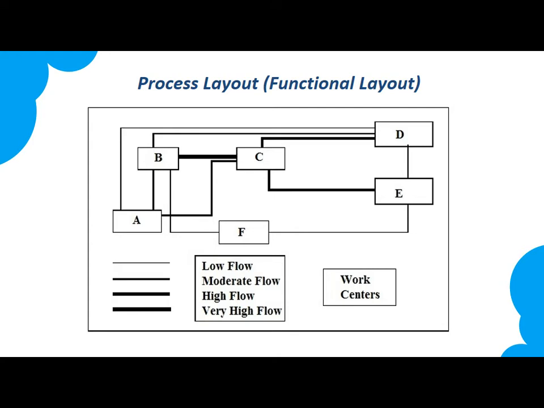The small line indicates low flow, according to the thickness, and the thick line indicates very high flow between the machineries and workstations. So this is the example of process layout where the workstations are stationary and the product performing operations will flow from one center to another center according to the process of the products.